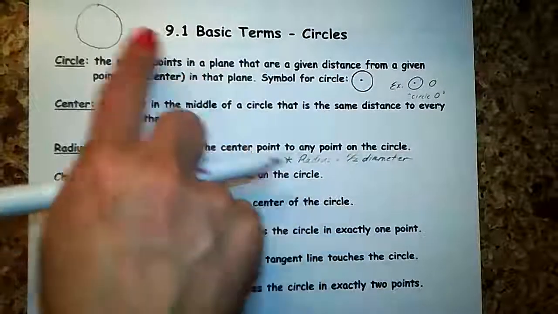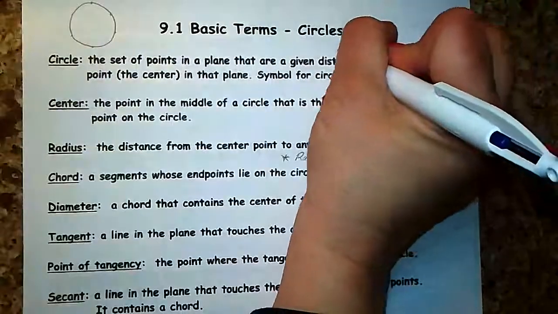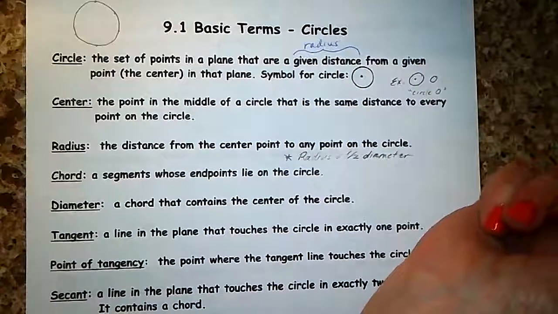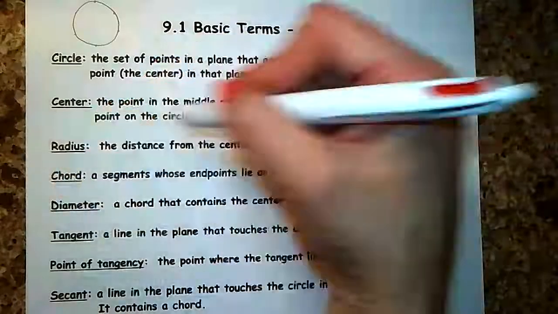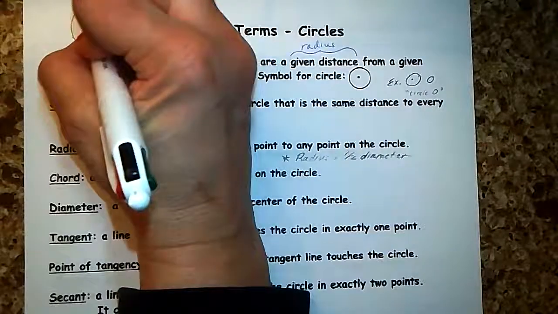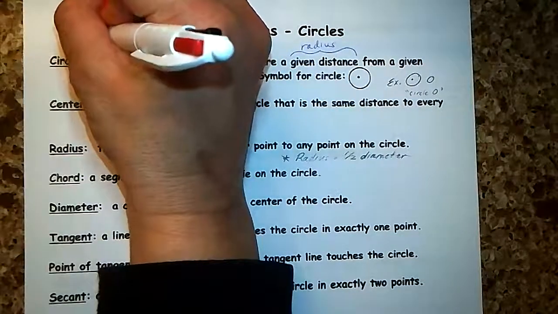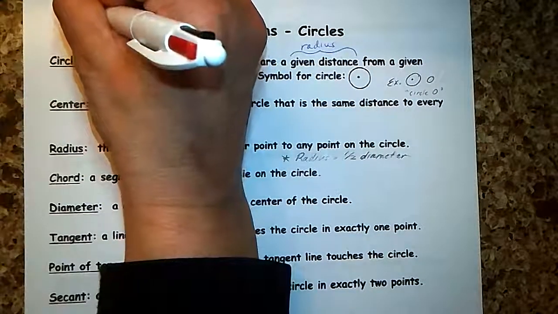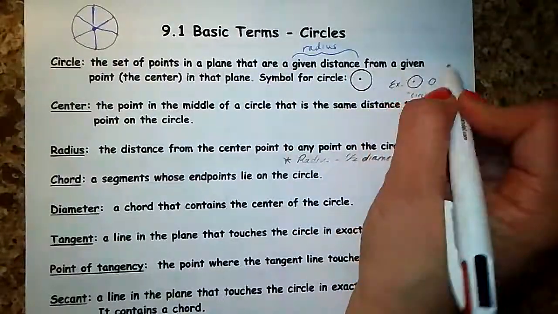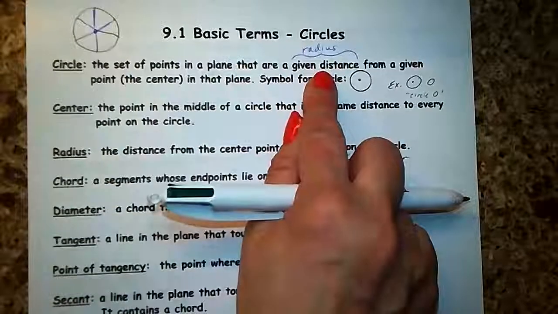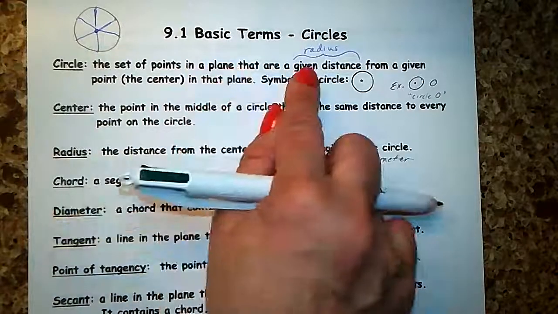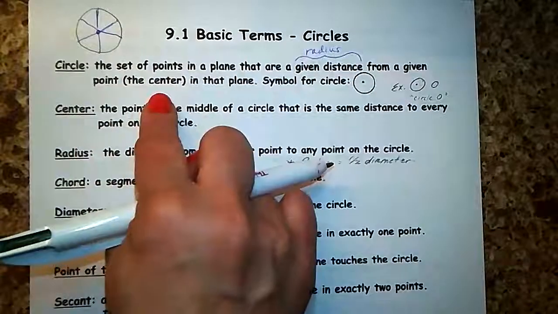It's a set of points in a plane that are a set distance. That set distance is going to be the radius. That's a familiar term. From a given point. The given point is the center. So from this center point, the given distance out to any point on the circle will be the same, and that's what creates the circle. The given point is the center, and the given distance in this definition is the radius. So it's a set of points in a plane, on a flat surface, that are a set distance, the radius length, from a given point, the center.